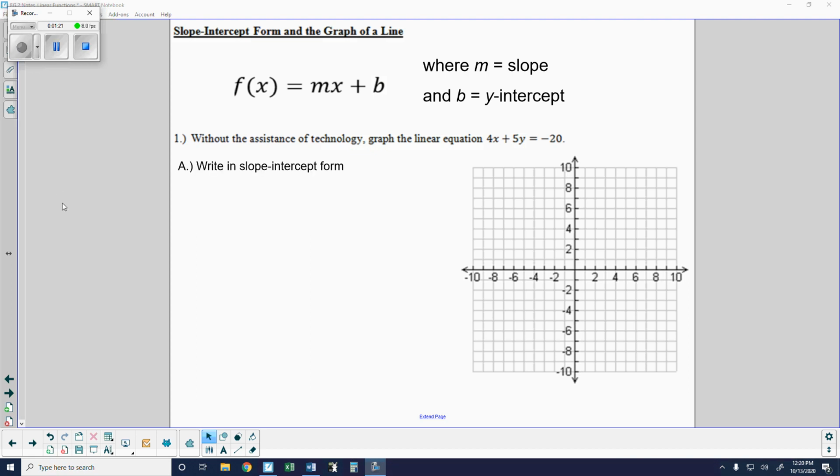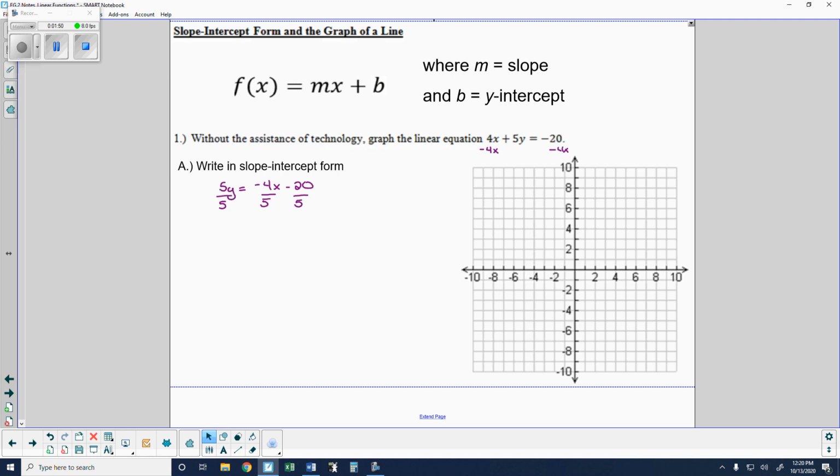So the first thing that we want to do with this equation is go ahead and write it in slope-intercept form. So we need f of x equals mx plus b, or y equals mx plus b. So basically, I need to make sure that I get the y by itself. So I'm going to subtract 4x from both sides to start. That's going to give me 5y equals negative 4x. I'm going to write the 4x first, just so it's in that slope-intercept form. And then I'm going to need to divide everything by 5.